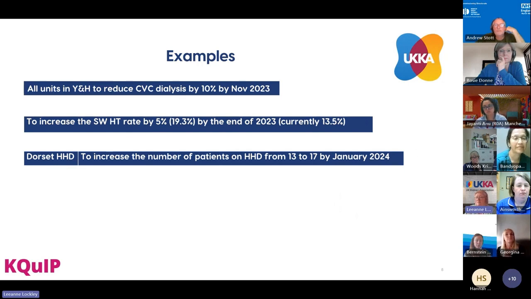If you look at the Southwest, so the second one, the Southwest want to improve their home therapies rate from 13.5% to 19.3%. So again, that's really specific. It's measurable, and they'll know by the end of this year whether they've achieved that or not. And this one from Dorset is to increase the number of patients on home HD from 13 to 17 by January 2021. Really, really specific. I think the key thing is having the measurement in there and it time bound, so that you know what you want to do, when, and when you're going to achieve it. And like I say, it's a really good communication tool.